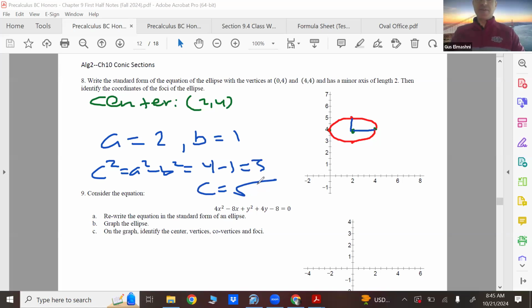I just cannot do 3. It's black me here. There we go. Okay, C is root 3, right? Okay. Let me fix that because that looks a little messy. Cool.